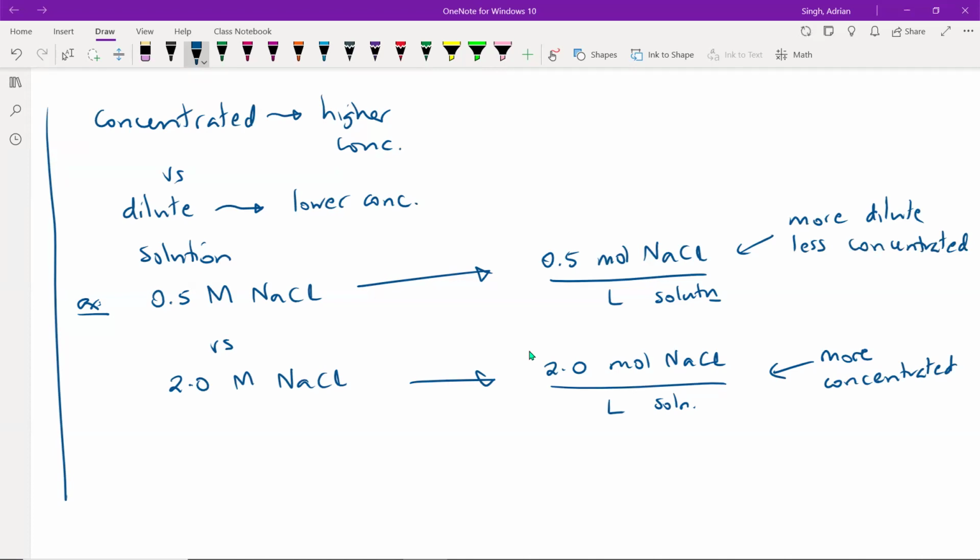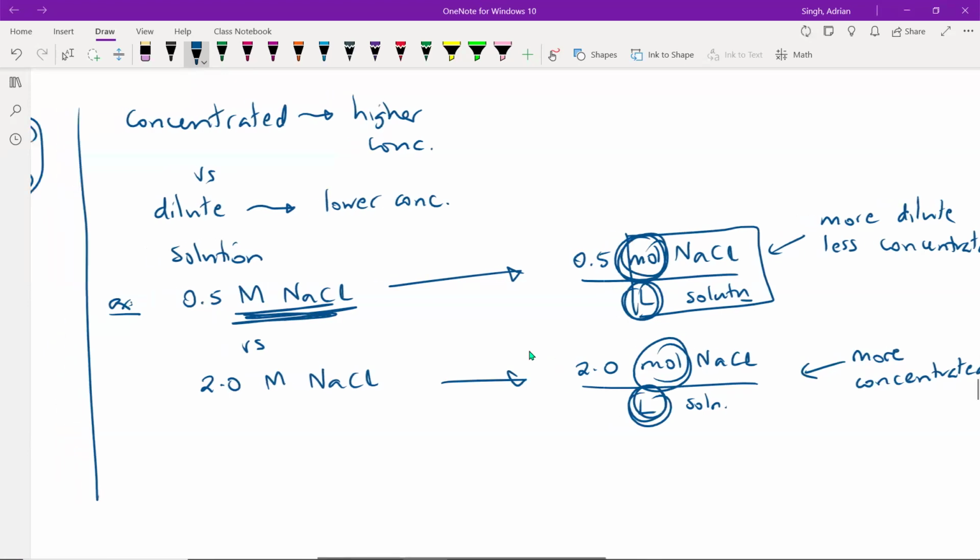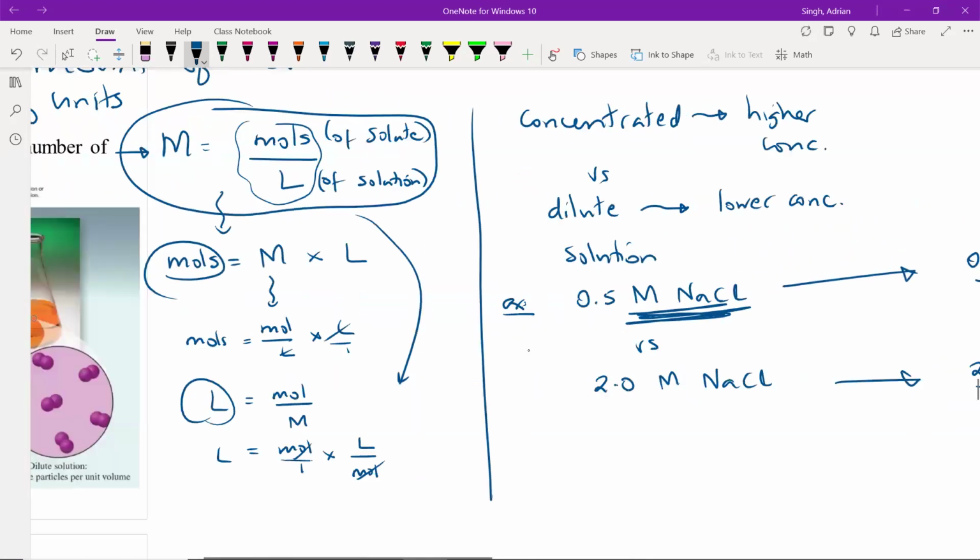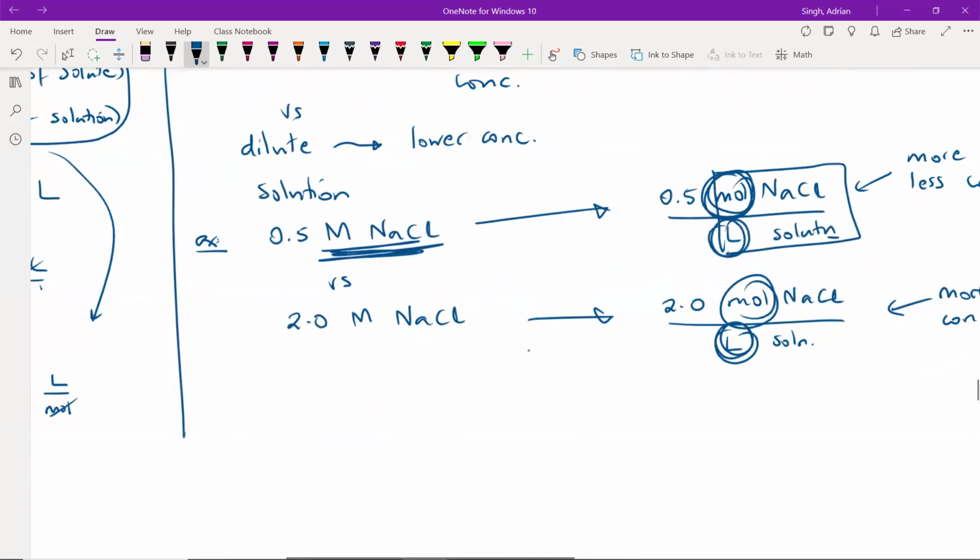Okay, so a critical thing to keep in mind is when you see this molar NaCl, this is what it means. That's important because it allows us to relate two units, moles to liters, and we can use that relationship to solve, to calculate, to rearrange whatever we need to do.